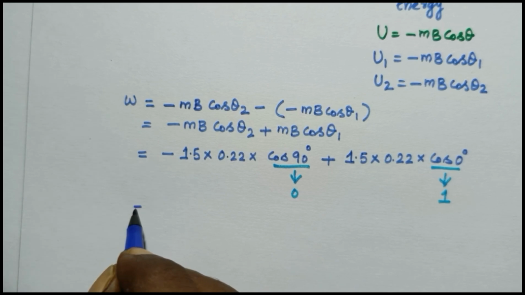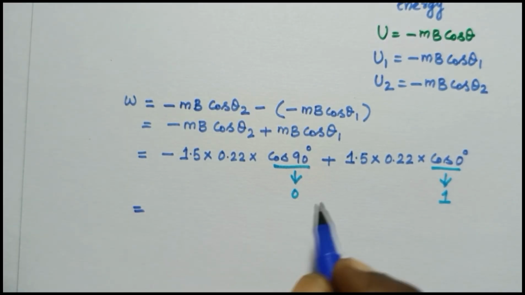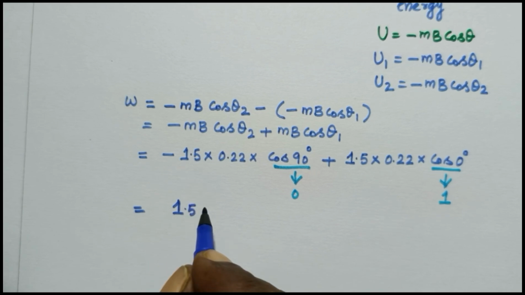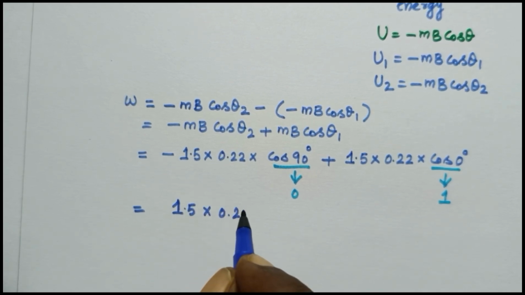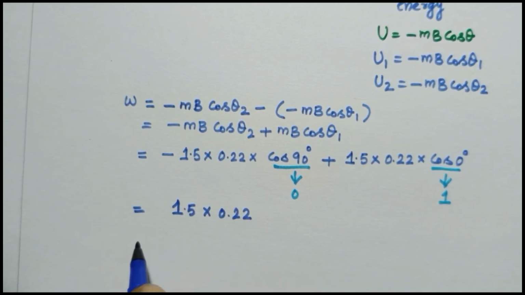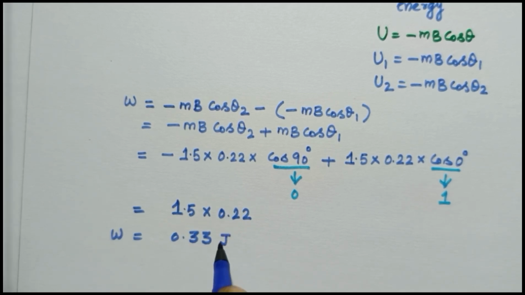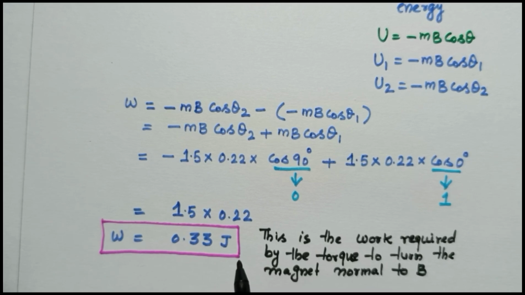Therefore, this is equal to, this will become 0, and this is 1.5 into 0.22. If we calculate, this is equal to 0.33. So this is W. W is the work required by the torque. Unit of work is joule. So this is the work required by the torque to turn the bar magnet normal to the magnetic field.